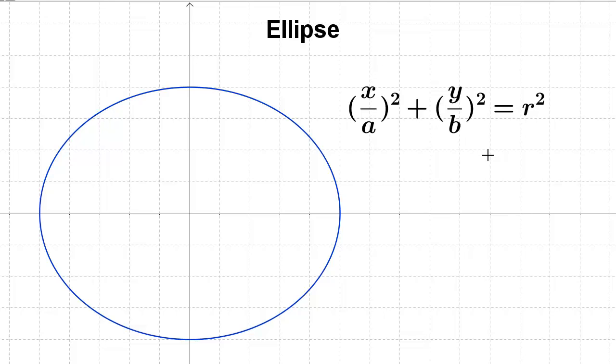if you think about it, is a very special form of an ellipse where everything is the same distance from the center. In an ellipse, the distance from the center is going to change, and the more eccentric the ellipse is, the more that distance will change. But the general form for the equation of an ellipse is (x over a) quantity squared plus (y over b) quantity squared equals r squared. Very similar to the circle's equation.